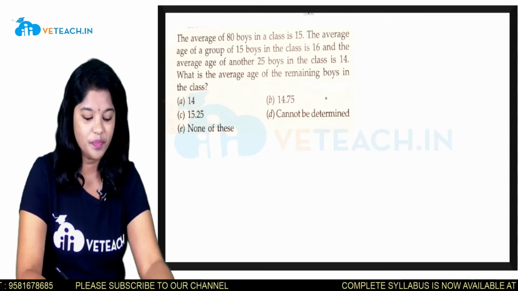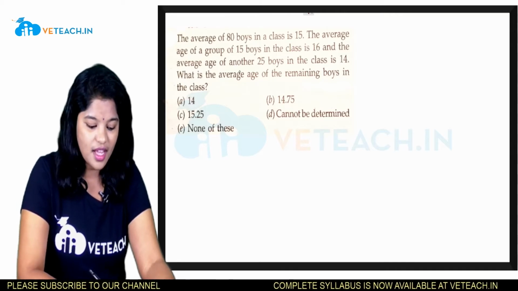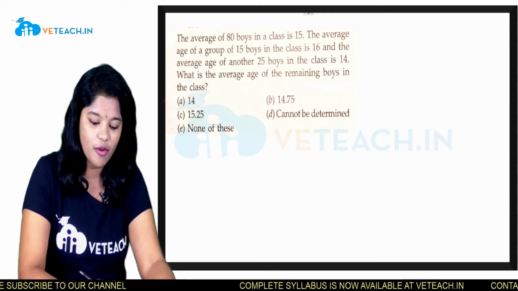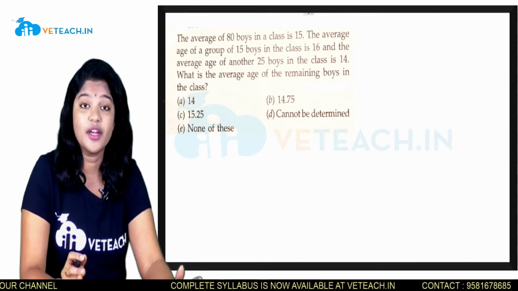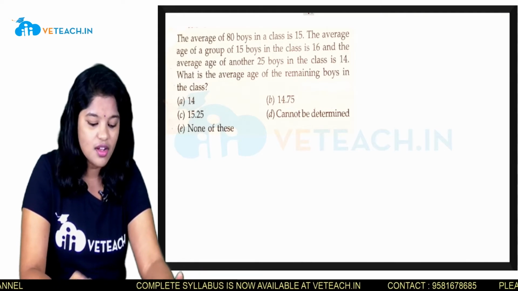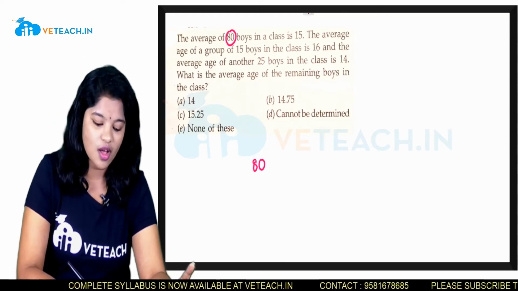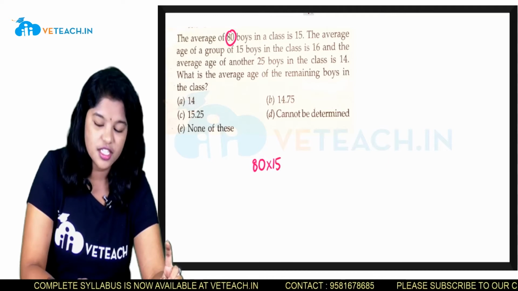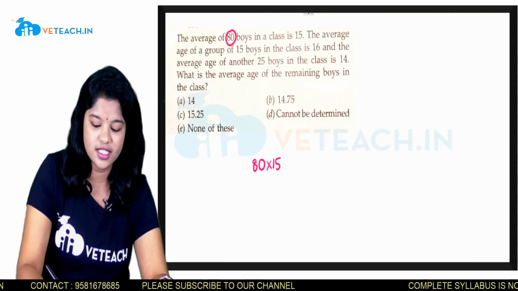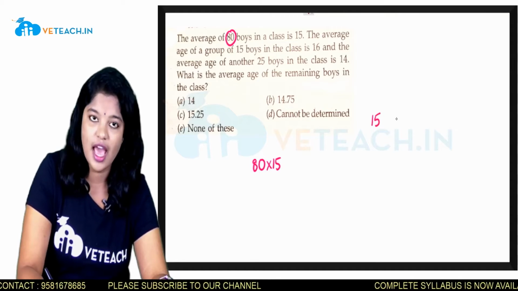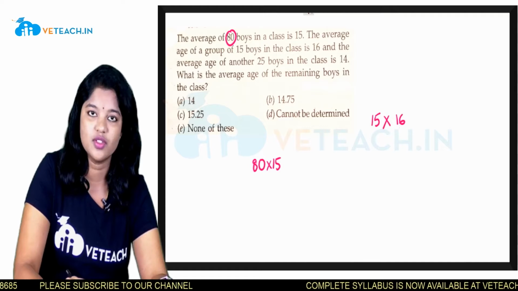See the next question. The average age of 80 boys in a class is 15. The average age of a group of 15 boys in the class is 16 and the average of another 25 boys in the class is 14. What is the average of the remaining boys in the class? So, the total age of all the 80 boys is 80 into 15. Now, the average age of a group of 15 boys is 16. So, the total age of all the 15 boys is 15 into 16.